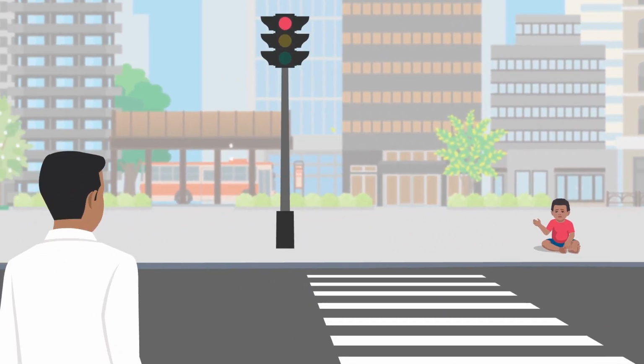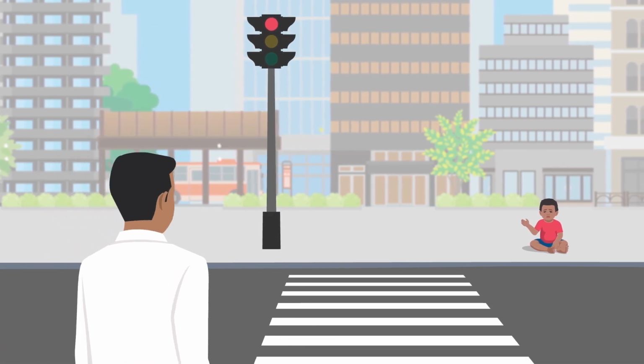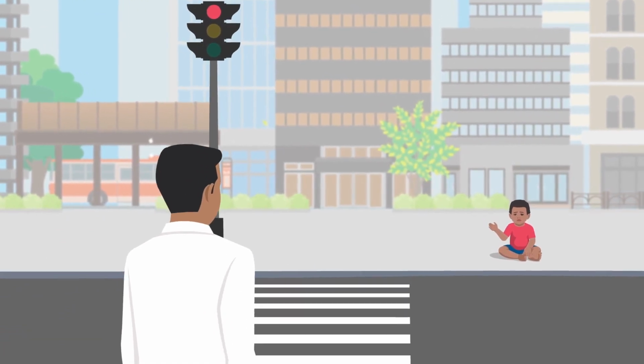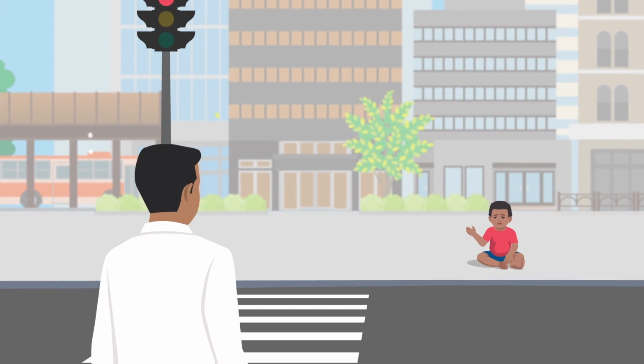In the same situation, other people may decide to walk to the pedestrian crossing, look for cars, and then run across the road. In this case, they have a more cautious risk appetite. They will have a small delay in reaching the child, but their chances of being hit will be reduced.